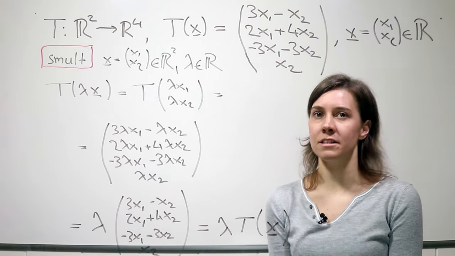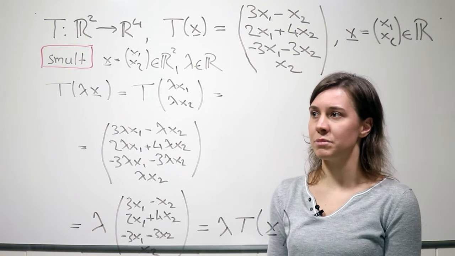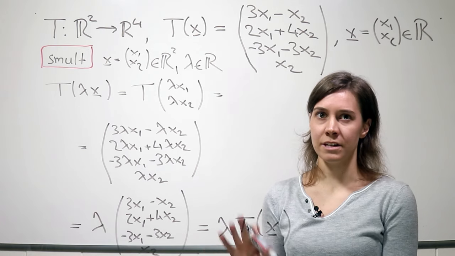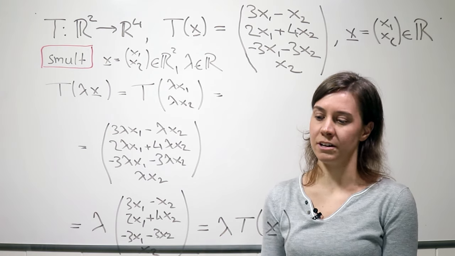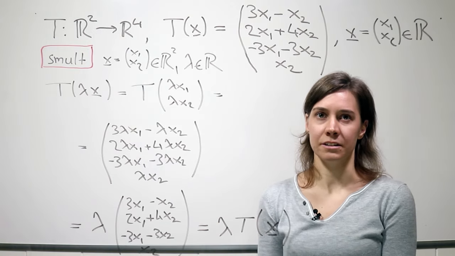So here we see that the scalar multiplication condition is satisfied, and this means that between both of them, addition was satisfied and scalar multiplication was satisfied, and the two of them together mean that this map T given here is a linear map.